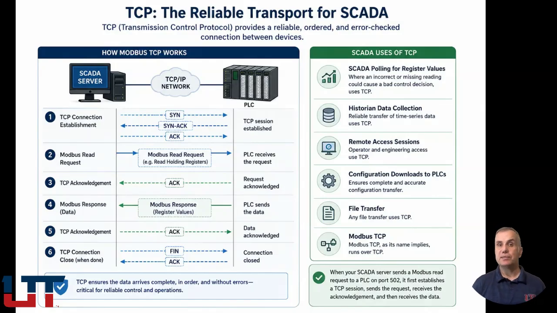Modbus TCP, as its name implies, runs over TCP. When your SCADA server sends a Modbus read request to a PLC on port 502, it first establishes a TCP session, sends the request, receives the acknowledgement, and then receives the data. If any part of that sequence fails, TCP handles the recovery. Ethernet IP also uses TCP for explicit messaging, the on-demand request-response style communication used for configuration and diagnostic data.